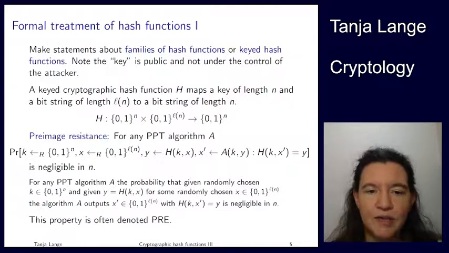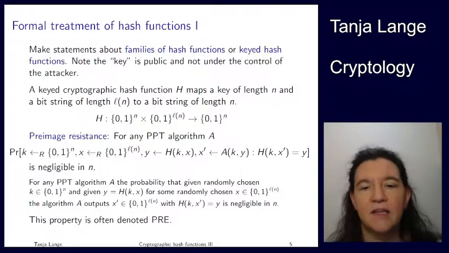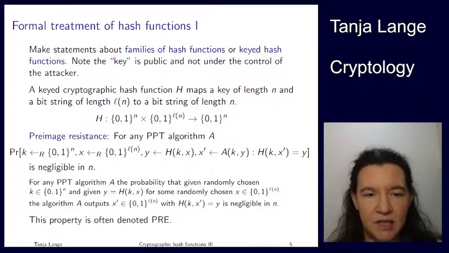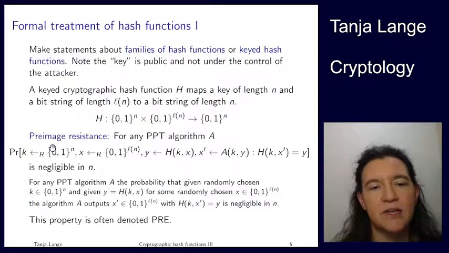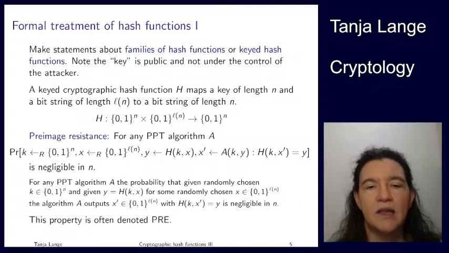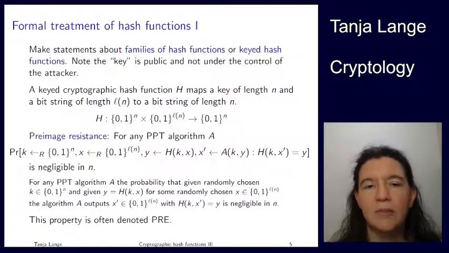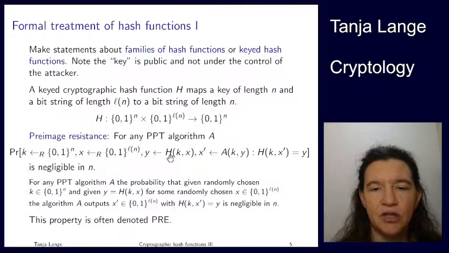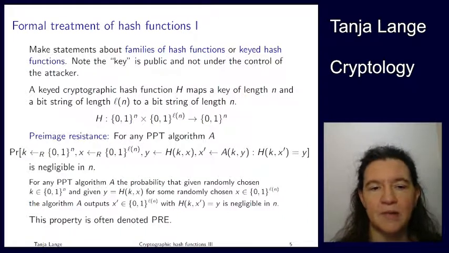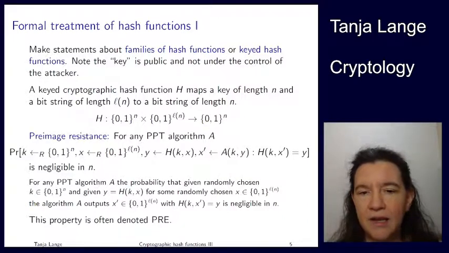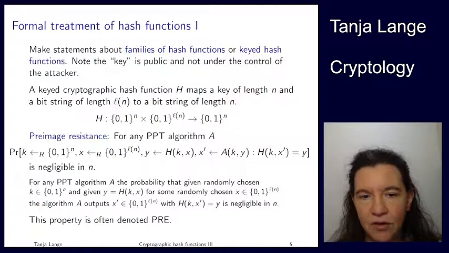So the formal readout is stated below in a small font. So for any probabilistic polynomial time algorithm A, the probability, that's what Pr says here, that given a randomly chosen key, so that's what this index R here means. So we are sampling randomly from the set of all keys. And then the algorithm, this A, is given the K and Y. Now, where does Y come from? Y happens to be the hash of K, X, and X was randomly sampled from the set of all valid messages.